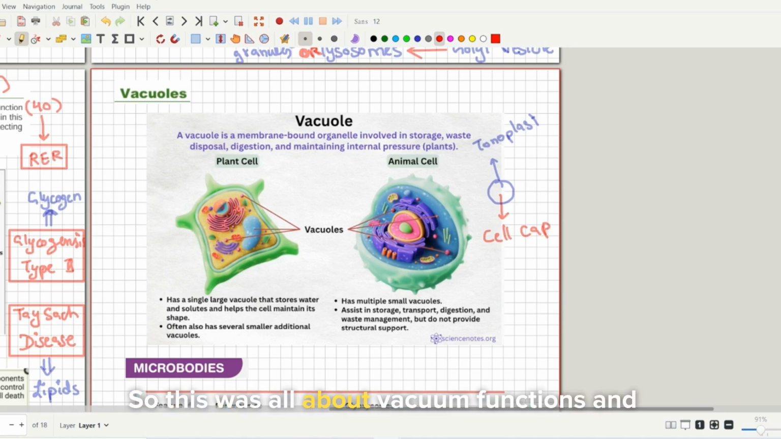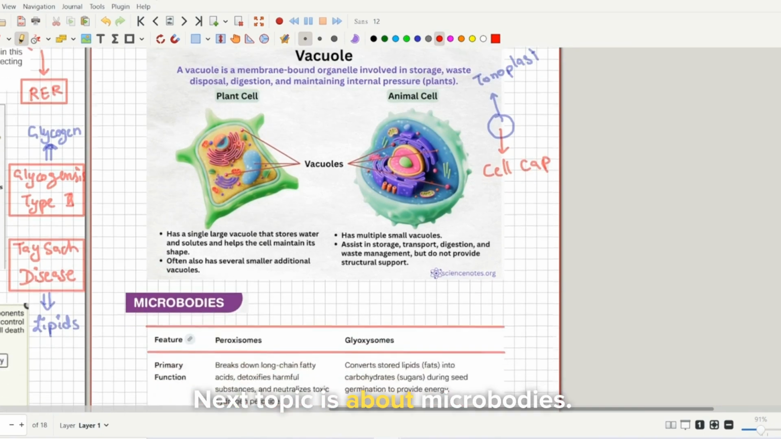So this was all about vacuole functions and the small topic that we just discussed. So vacuole is helping in turgidity, in contractile vacuoles, it contains poison, and it also helps in support and rigidity of the total cell. Next topic is about microbodies.